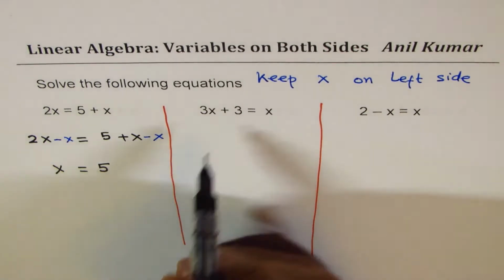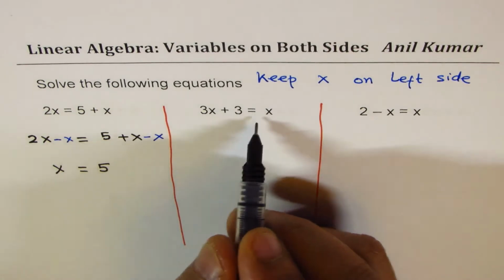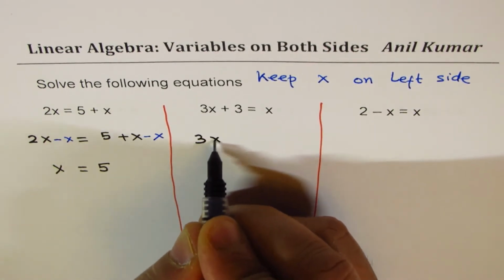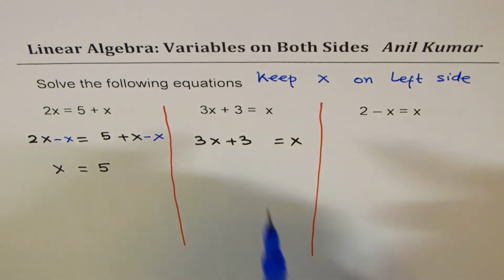Perfect. Next one is very similar to this. So again, apply the same strategy and solve it. So we have 3x plus 3 equals to x. We take away x from both the sides.